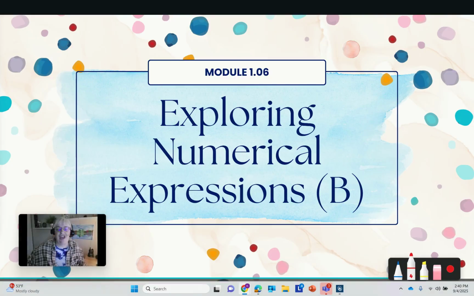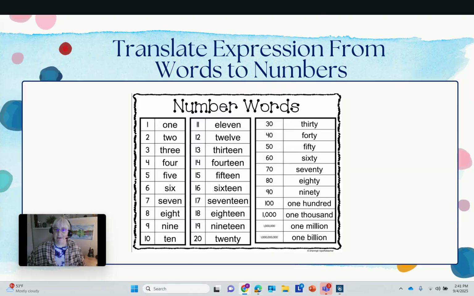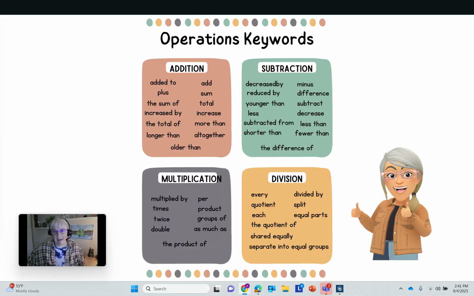This is challenging stuff, guys. Be kind to yourself. It's a lot of work to figure out these problems and what they really mean. I like to think of them as puzzles. Remember in lesson 1.5, I shared a link with you so that you can download how to spell number words. That can be very helpful for you as we go through these lessons. I also shared with you some common phrases, some keywords that tell you what operation is being used. So by looking for certain words in a problem, you can figure out if they're adding, subtracting, multiplying, or dividing.